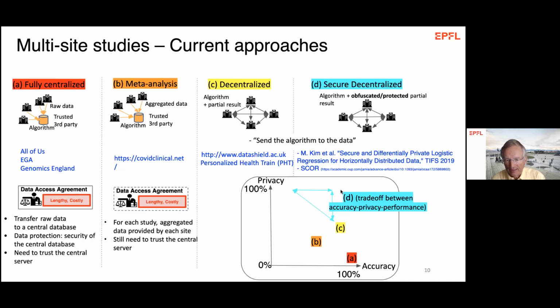So if we summarize these different options on a single scheme, it appears in the following way. You see A, where the accuracy is very high, but privacy is, of course, very low. B improves in terms of privacy. So meta-analysis improves in terms of privacy. However, it suffers on the front of accuracy. C is a further improvement on the side of privacy, and if done properly, is also improving in terms of accuracy. And to have the best of both worlds, one has to go to D, which is the full trade-off between accuracy, privacy, and performance. And we'll see how to achieve this.